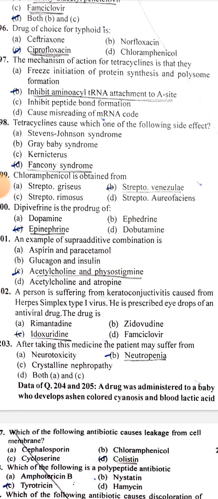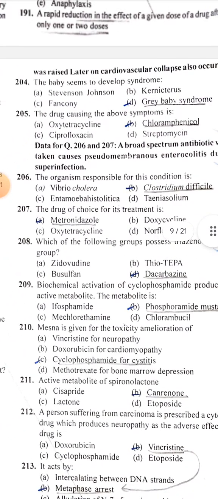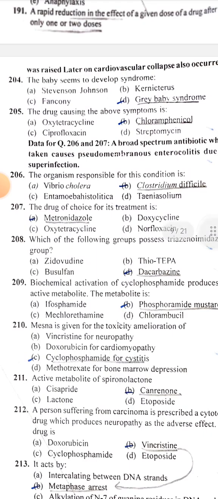A person is suffering from keratoconjunctivitis caused by herpes simplex virus 1. He is prescribed eye drops of an antiviral drug. The drug is idoxuridine. After taking this medicine, the patient may suffer from neutropenia. The baby seems to develop a syndrome, that is gray baby syndrome. The drug causing the above symptoms is chloramphenicol.